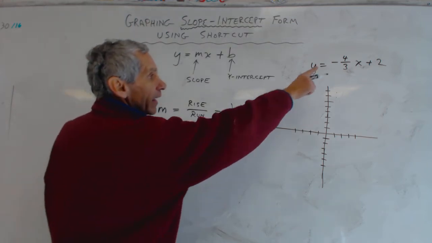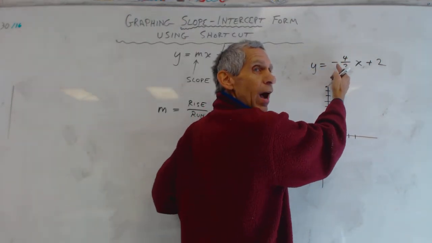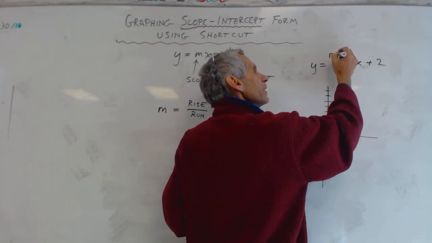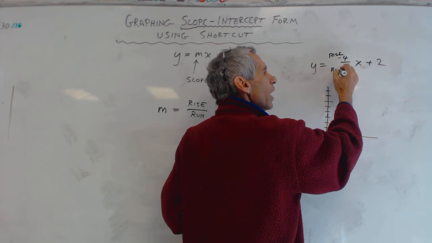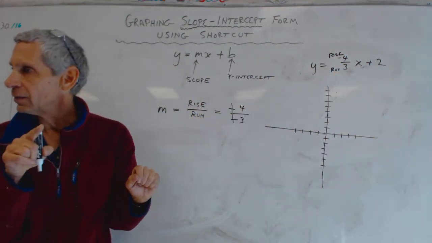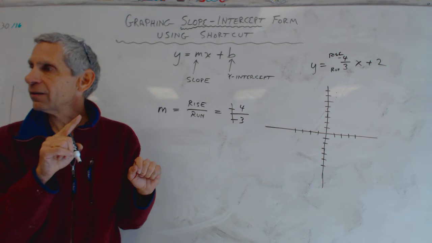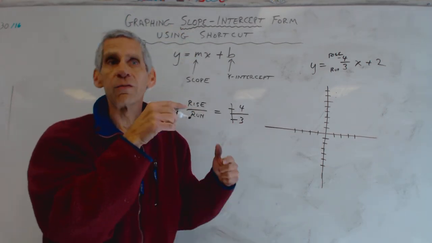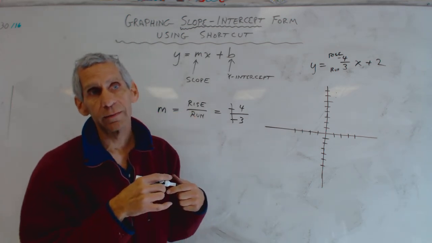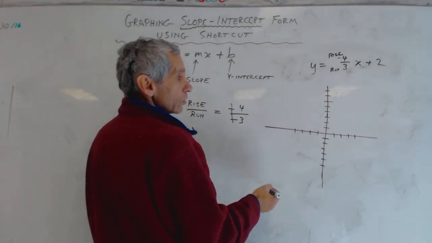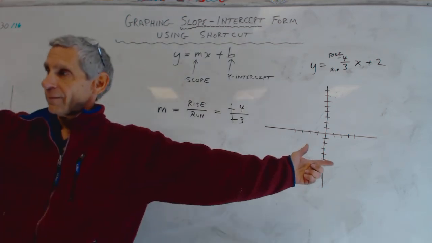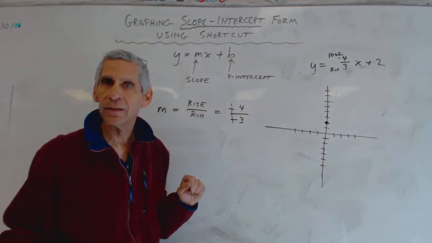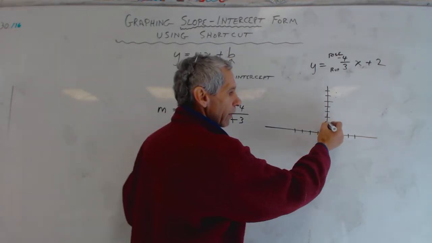So when you have -4 thirds, you've got a negative rise. The negative goes with the 4, so your rise is negative. You're still going to run to the right 3. Does that make sense? The negative just goes upstairs. It means if it's negative, you go down. So instead of rise over run, it's fall over run. So what do I do first? 2! Easy peasy. Now what do I do second? -4. So I'm going to fall.